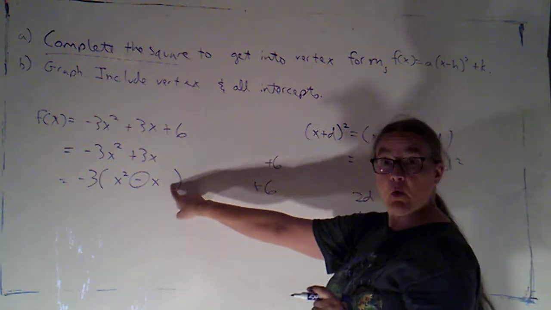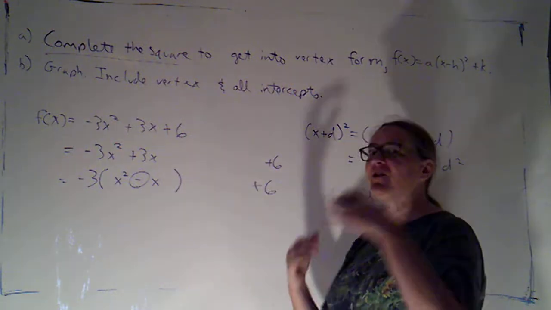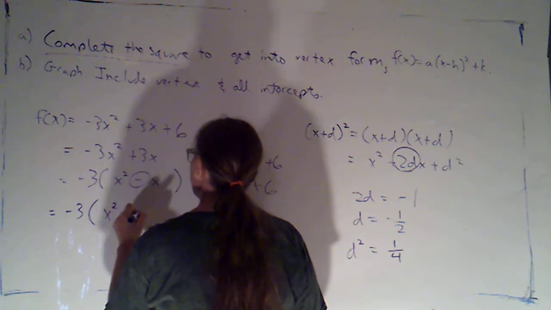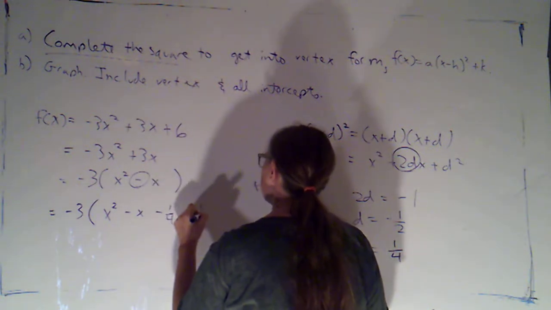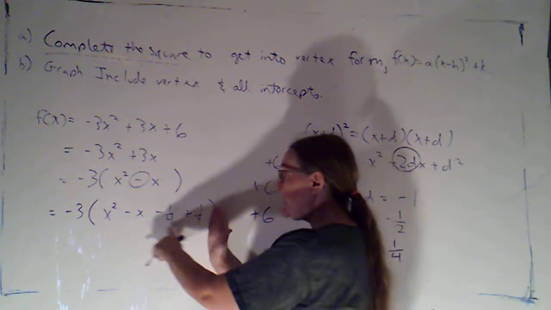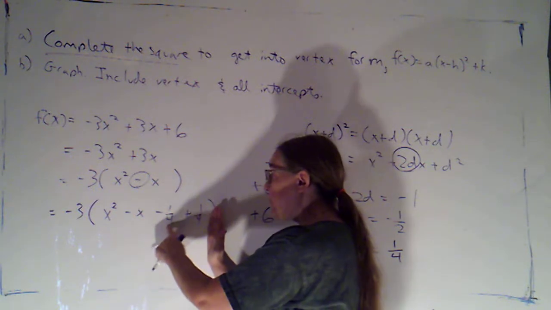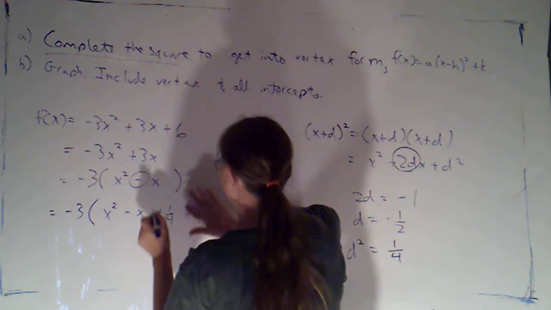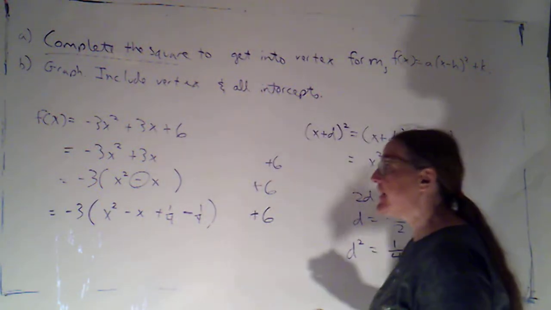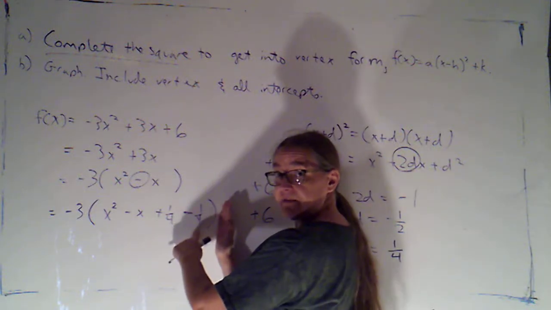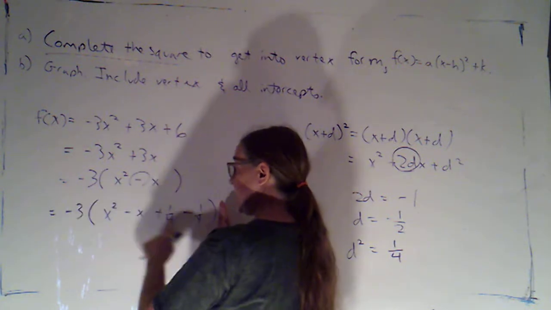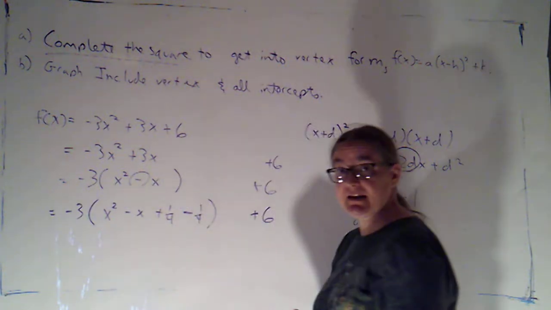So I'd like to add on a 1/4, but I can only do that if I also subtract a 1/4. So that's going to be negative 3 times x squared minus x plus 1/4 minus 1/4, close parentheses, plus 6. Very, very important that both the positive 1/4 and the negative 1/4, that I wanted to add and then also subtract, are in these parentheses, because I'm multiplying these first 2 terms by negative 3. I've got to multiply everything by a negative 3.